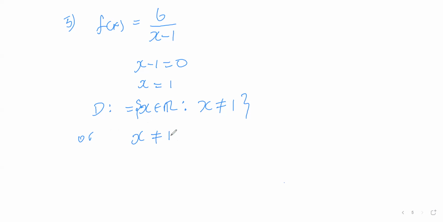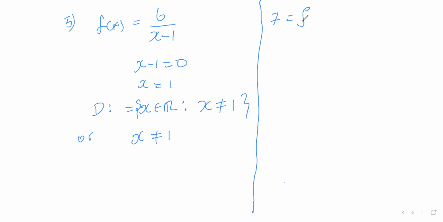So x different from 1 simply means x can be any real number except 1, because if x is 1, then we will be having division by 0, which is not possible in the set of real numbers. Okay, so that's therefore the domain of this function. So the main thing is just asking yourself, what can make the function undefined or not make sense?